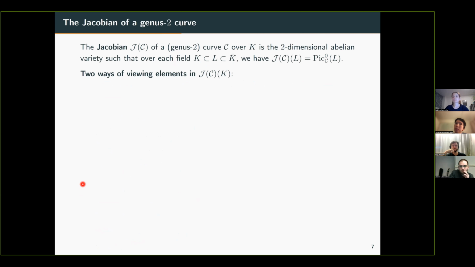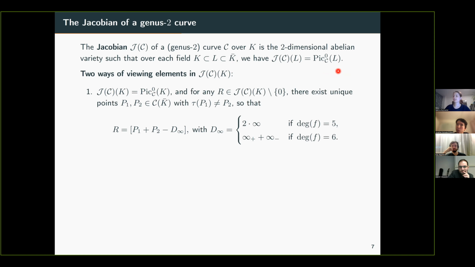It's again kind of a formal definition, but what it says is that over any field, the Jacobian is a variety, and an abelian variety even, which means it has a group structure, and it can be identified with the Picard group. The Picard group was this equivalence group of divisors that we introduced in the last slide. And this definition gives us two ways of looking at elements in the Jacobian. So the first way is to look at elements as equivalence classes of divisors.